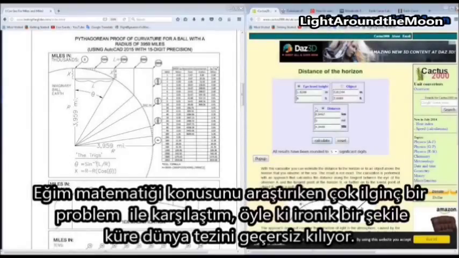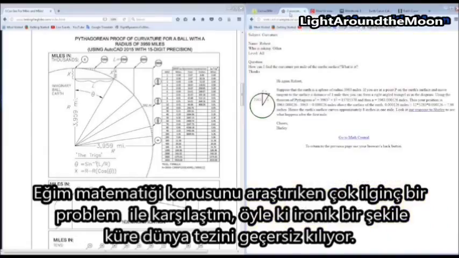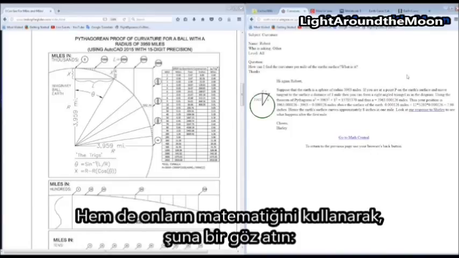While I was looking into curvature math and looking into stuff like this, I came across an interesting word problem, which, ironically enough, absolutely nullifies the entire Ball Earth thesis. And it does so using their math. Check this out. All right.